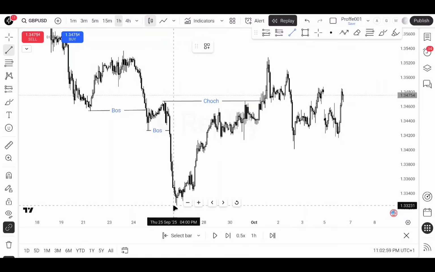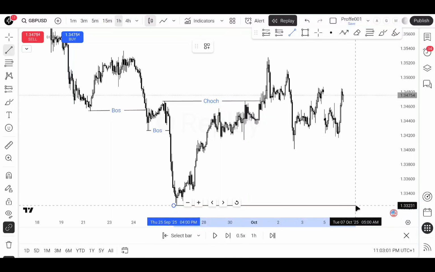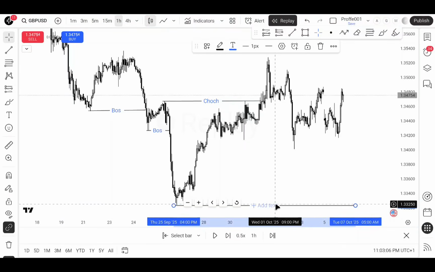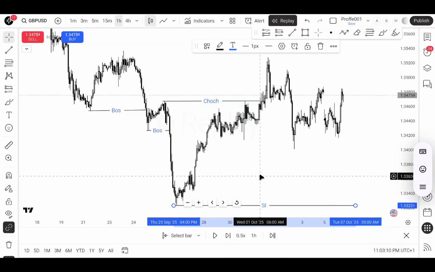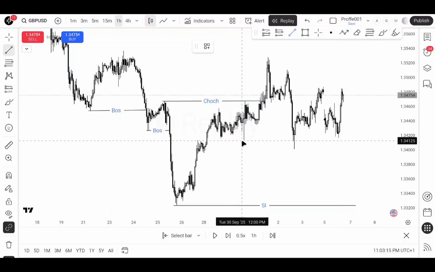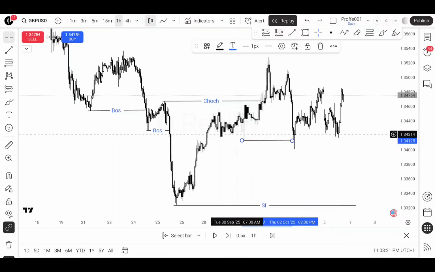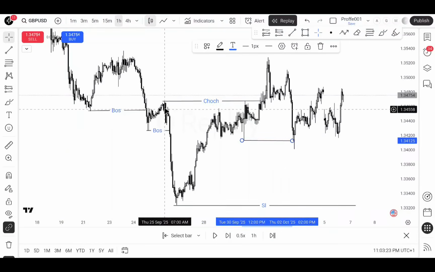What next? You spot out your swing low. Swing low means the lowest point of the trend. See, some people make the mistake of thinking this here is their swing low. This is not your swing low, bro. This is internal structure. You see how we spot it very clear.